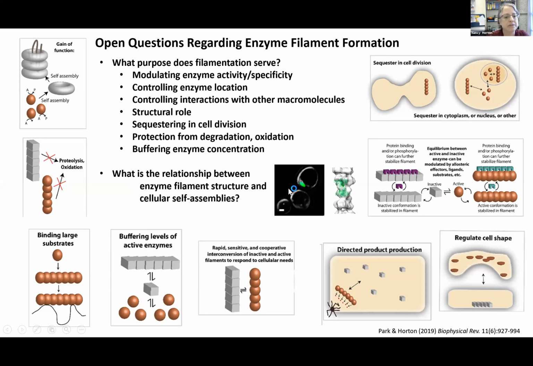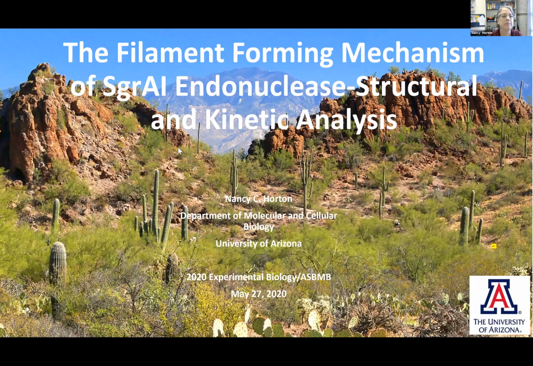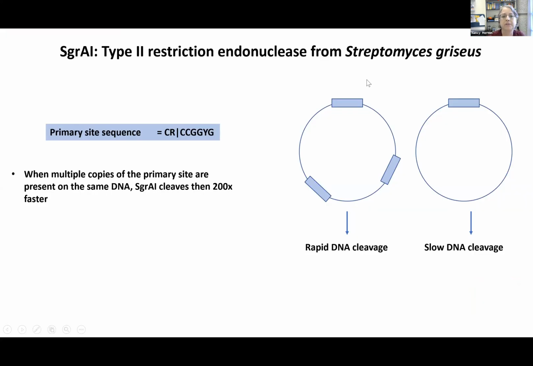Another question: what's the relationship between the cellular self-assemblies and the filament? That is an interesting question. So I'm interested in the structural relationship as well as the functional relationship. So now I'm going to talk about my system. It's an enzyme called SgrAI, which is a type 2 restriction endonuclease from the bacterium Streptomyces griseus. It cleaves this 8 base pair sequence in duplex DNA where the line is located. The R means any purine and the Y means any pyrimidine.